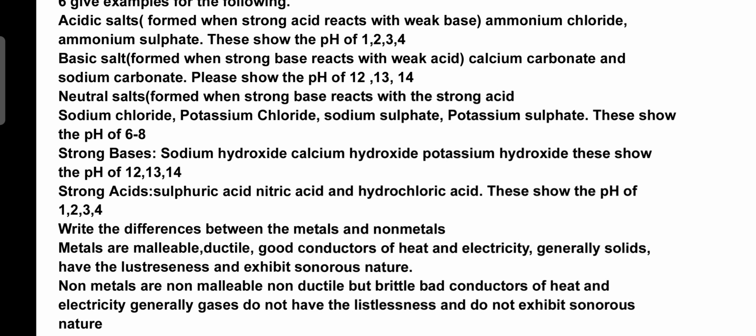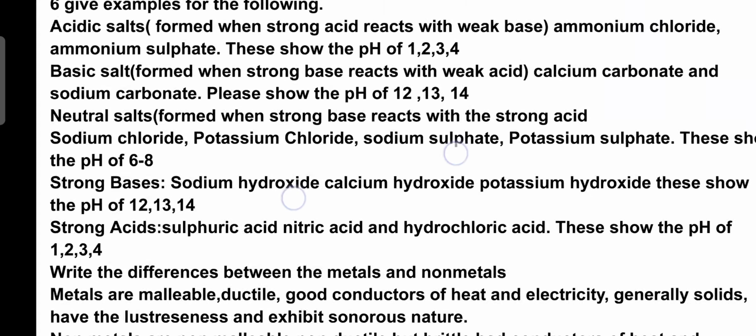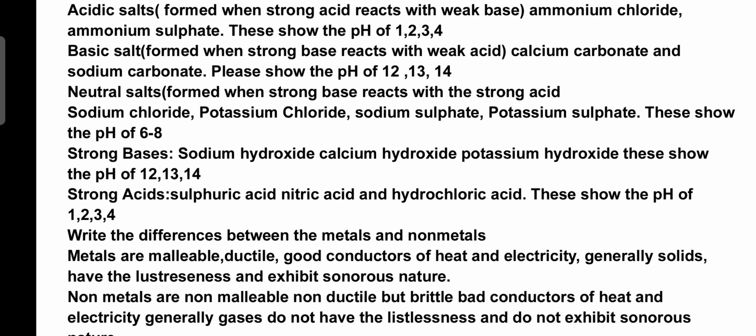Let us see basic salt. A basic salt is formed when a strong base reacts with a weak acid. Strong bases are like calcium hydroxide and sodium hydroxide. Weak acids are like carbonic acid or phosphoric acid. Here I have taken calcium hydroxide reacting with carbonic acid, which forms calcium carbonate and sodium carbonate. So the pH value will be 12, 13, 14. That is the pH of the base.